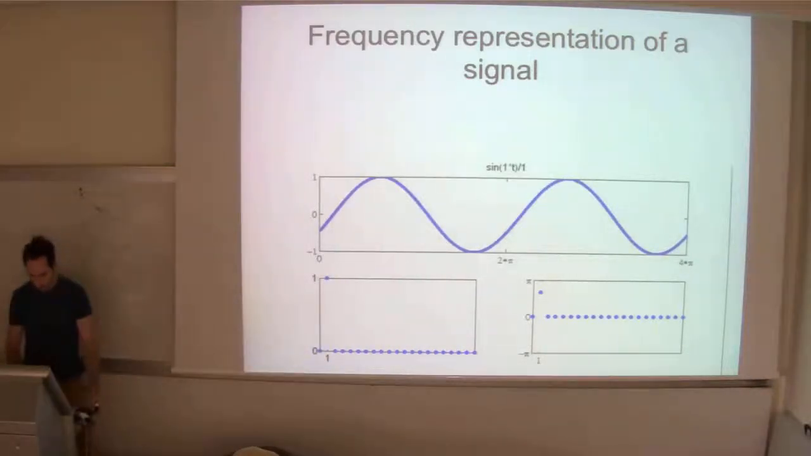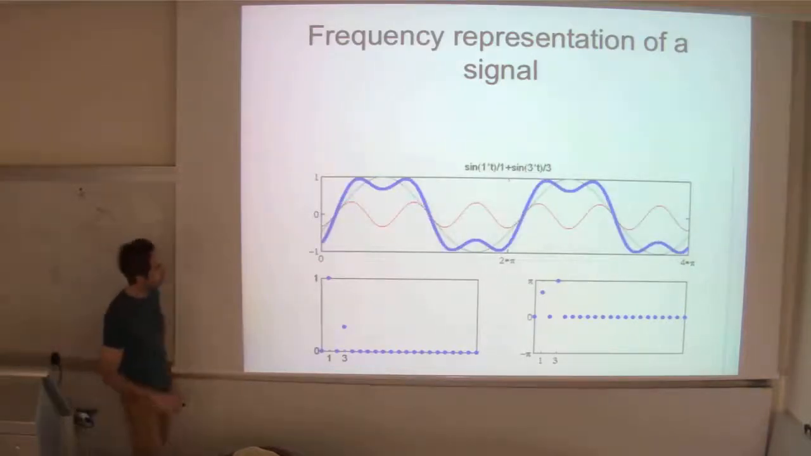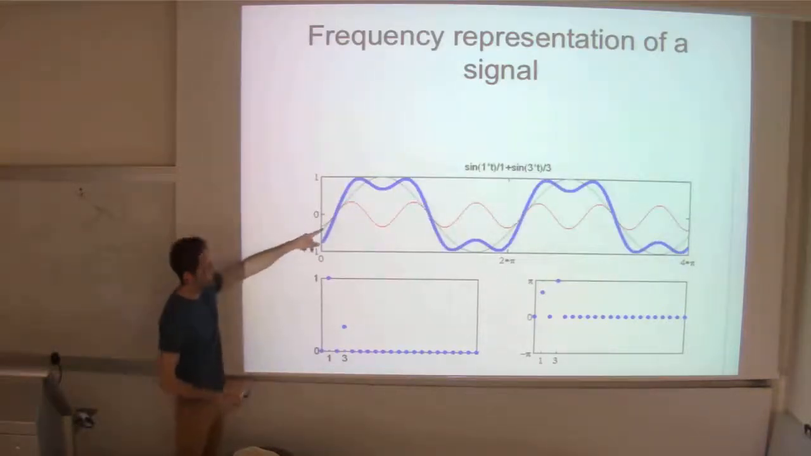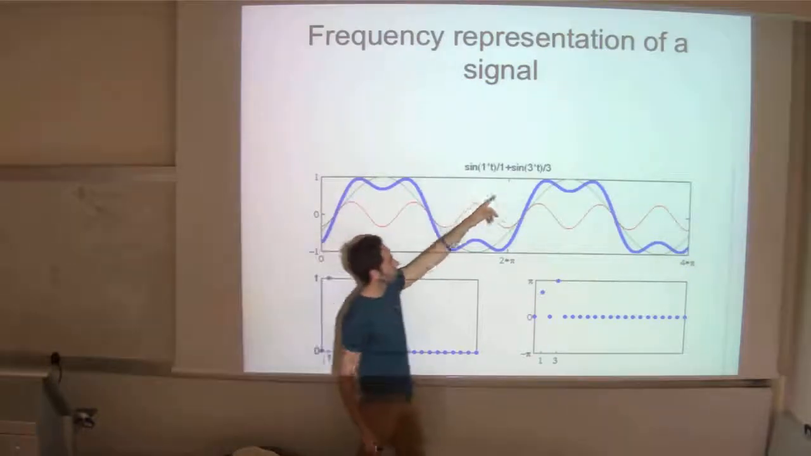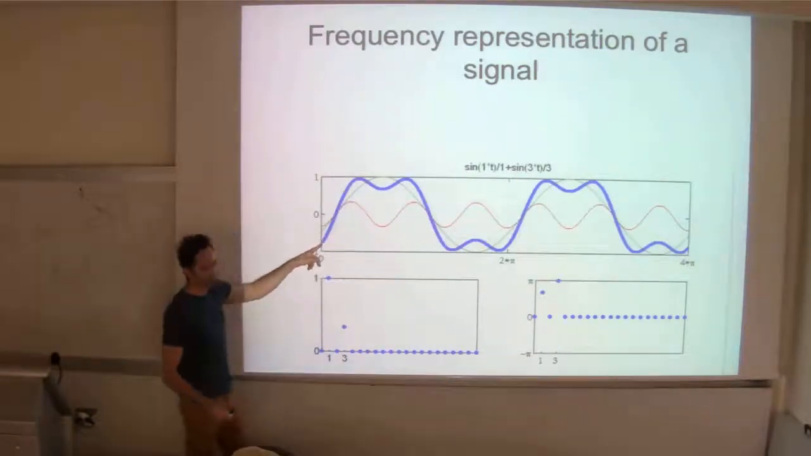Now we want to see what will happen. The green was the original signal that we just saw, and now I've added a new signal, which is the red one. Here is the formula for the red one. The blue one is what we get when we add the two signals together.